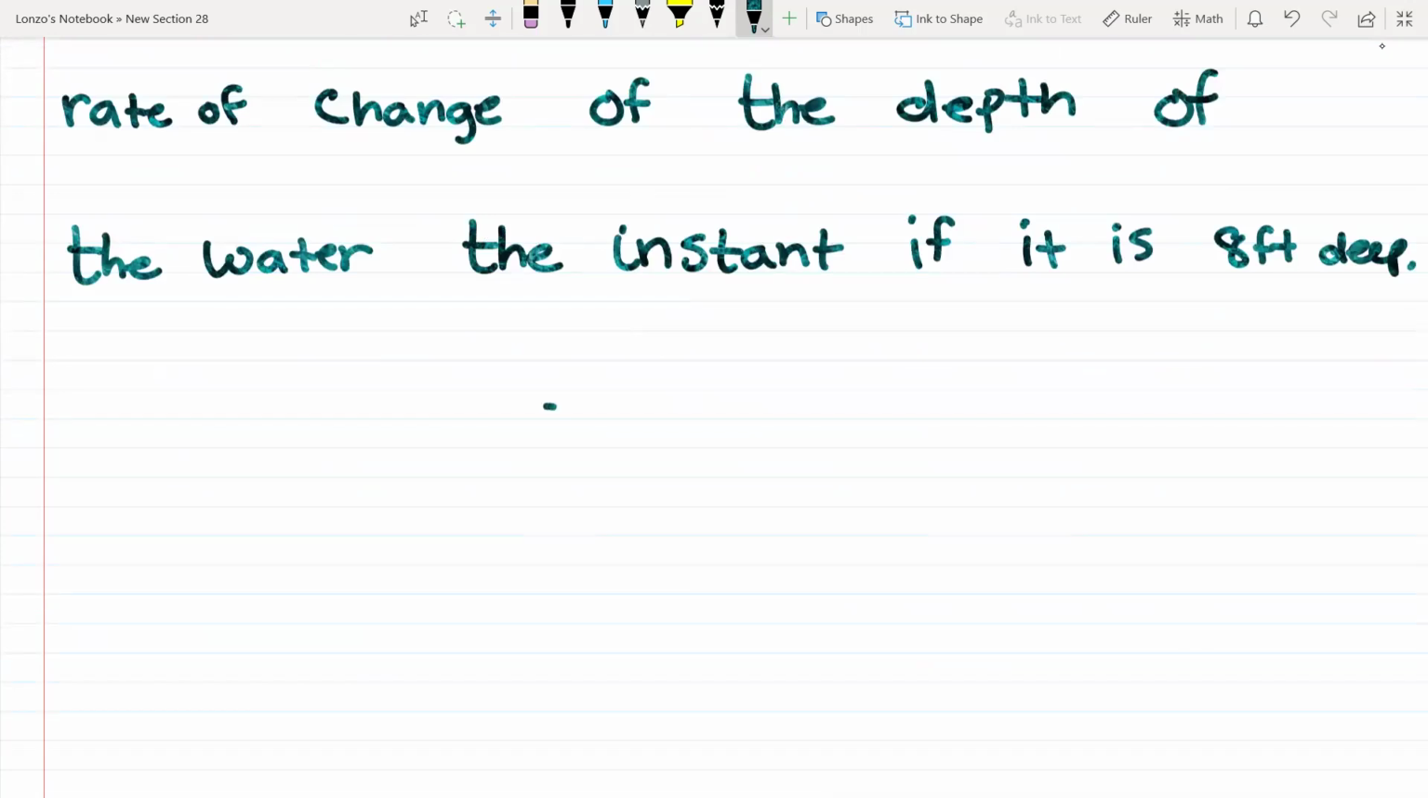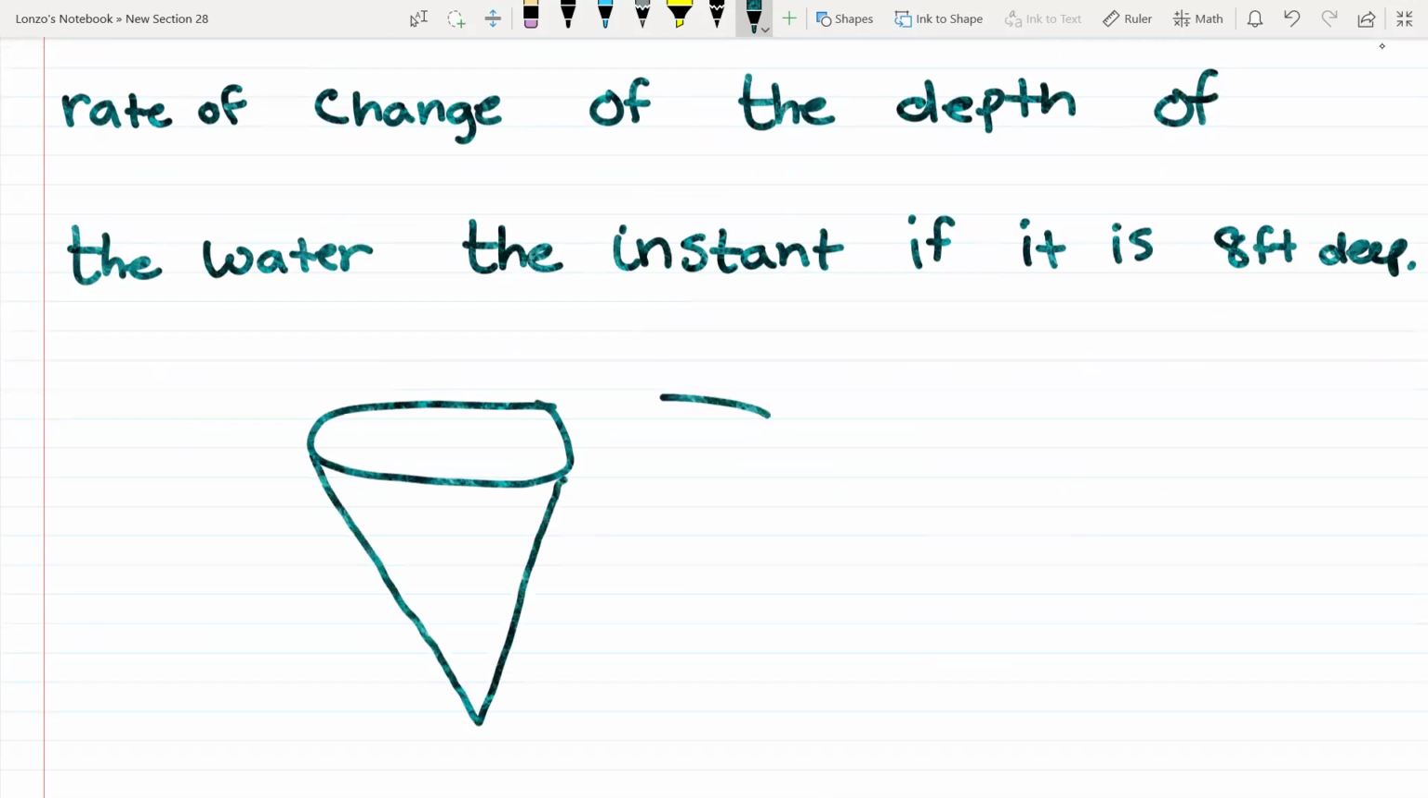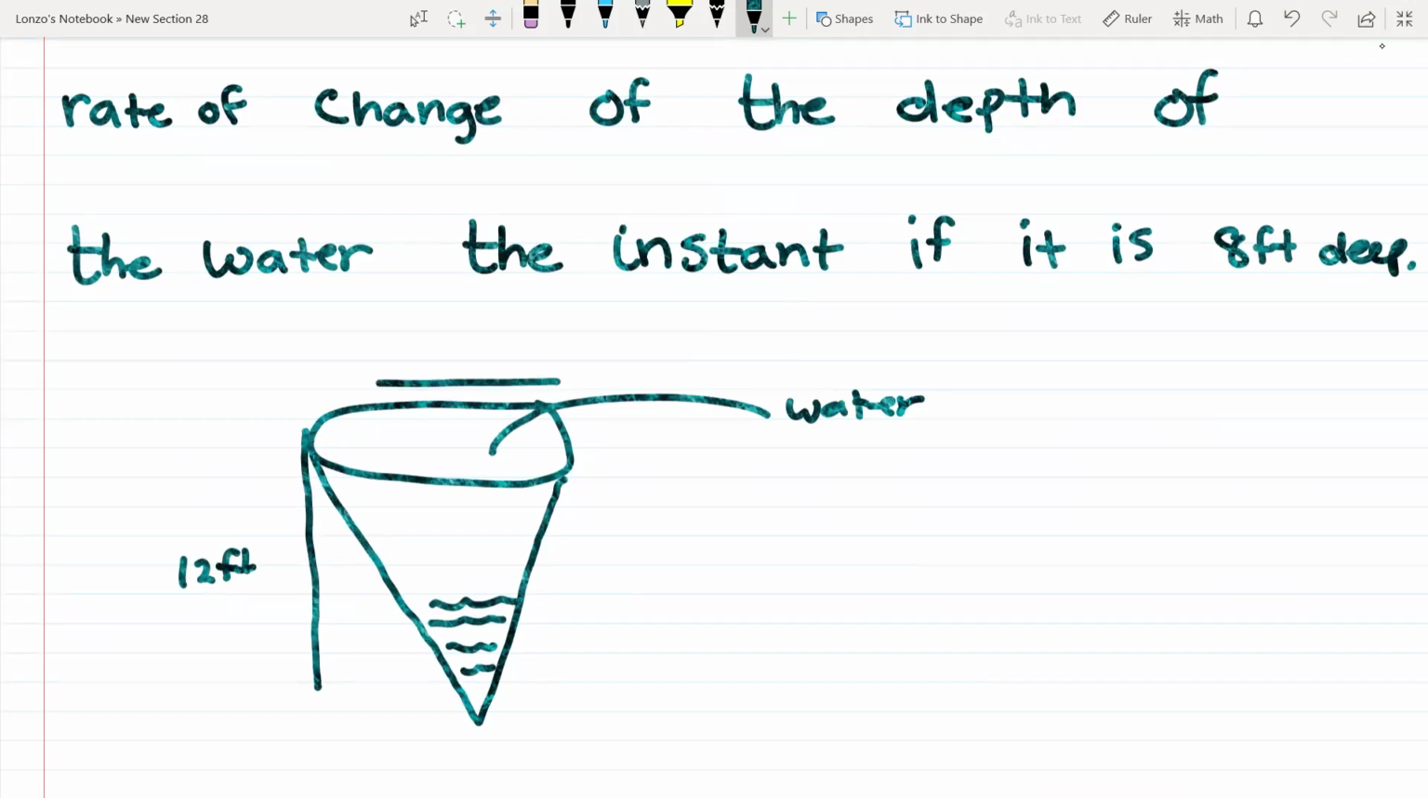You have this upside down cone and water is being poured into that upside down cone. And water is slowly heading up. And they tell us that this length here is 12 feet, and this length here is 10 feet.